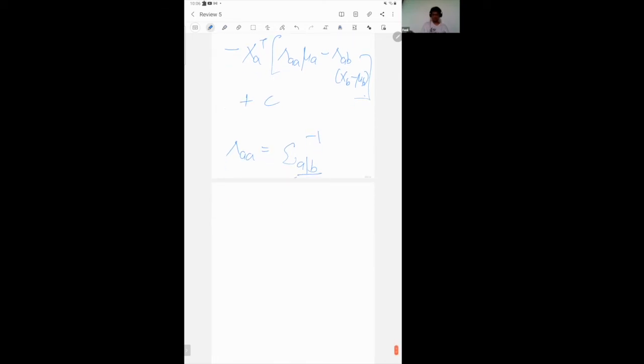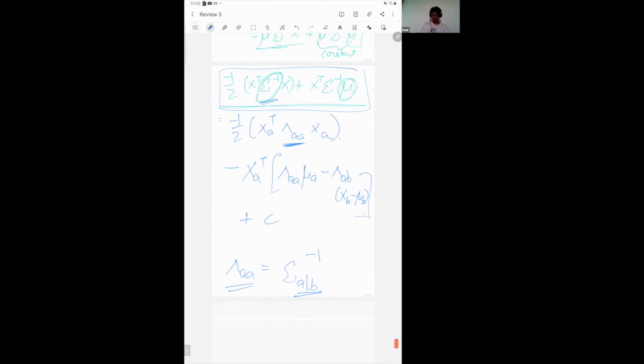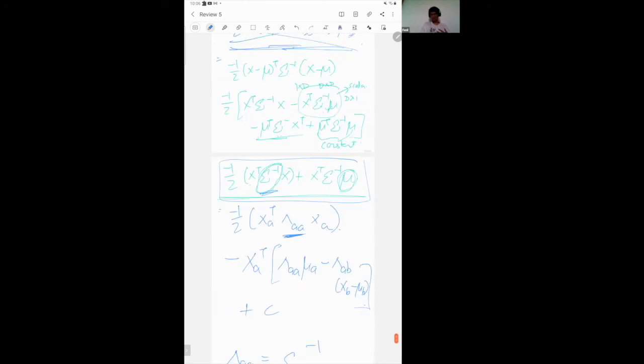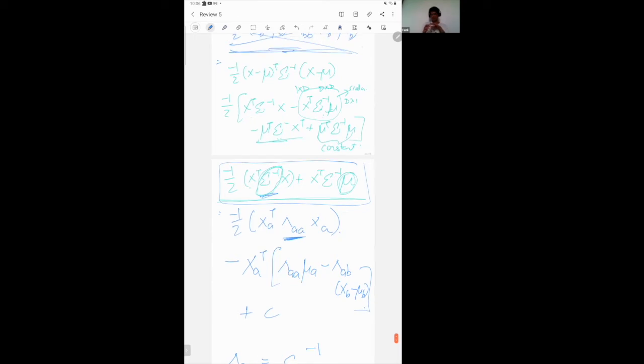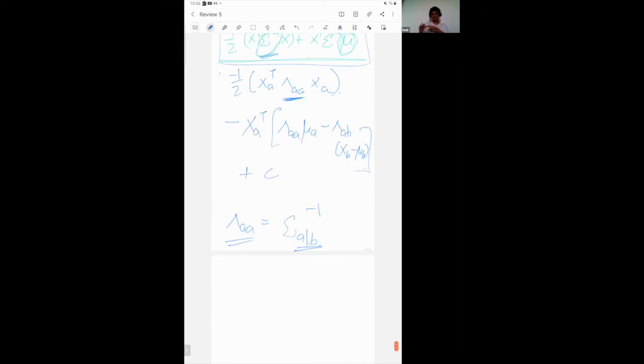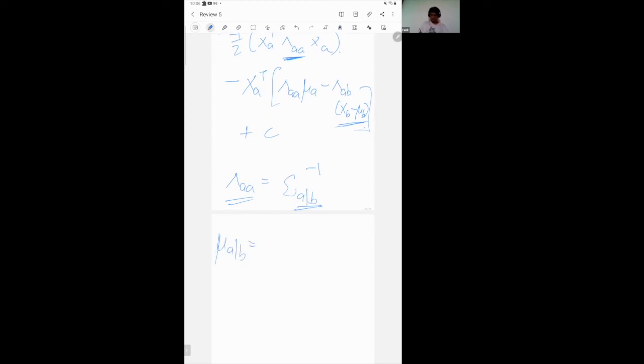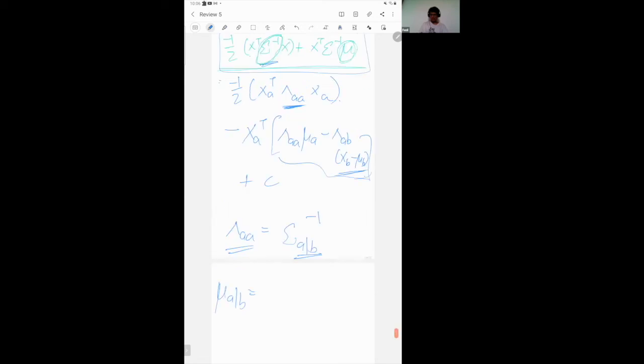So A given B inverse becomes this precision matrix AA. From this to this, what we have done is assume that B was given to us, and hence everything is conditioned on A given B. That's why we can just treat all of the xb terms as constant. Even here, xb minus nu b is just a constant, because we are essentially interested in dealing with the interactions of the xa term. And the mean of a given b is this entire thing.